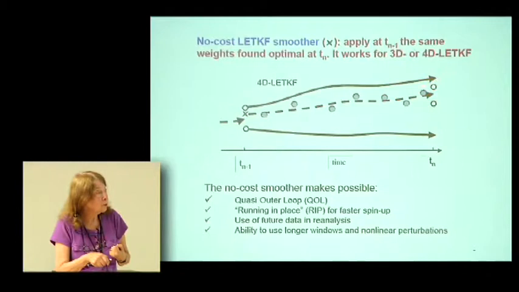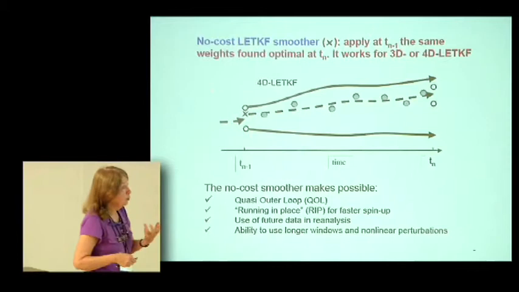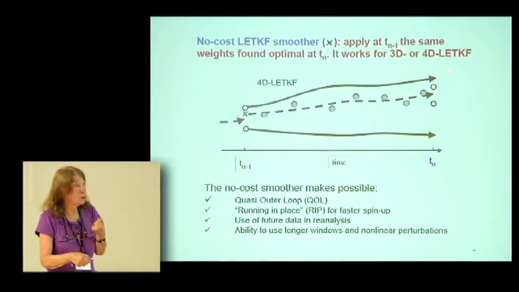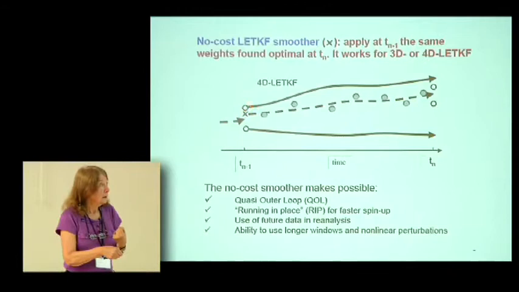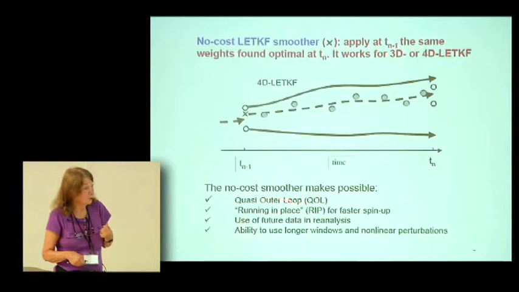So it occurred to me that we could use the information that we have here, which are the weights, that we should give 0.8 for this and 0.2 for this. We could use it here and obtain a better estimate of the truth here. And this is what we call running in place. And a simpler version is called quasi outer loop.